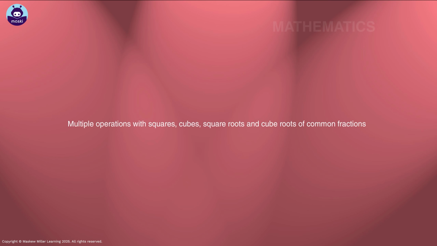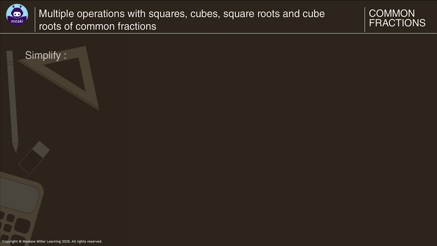Operations with squares, cubes, square roots, and cube roots of common fractions. Simplify: the square of 2/3 plus the square root of 16/9 plus the cube of -1/2 minus the cube root of 64/27. Solution. We are dealing with multiple operations here.